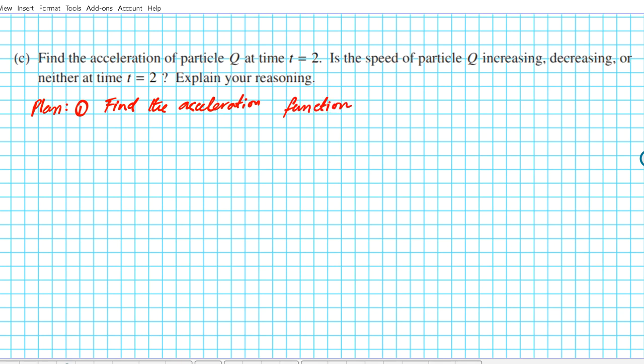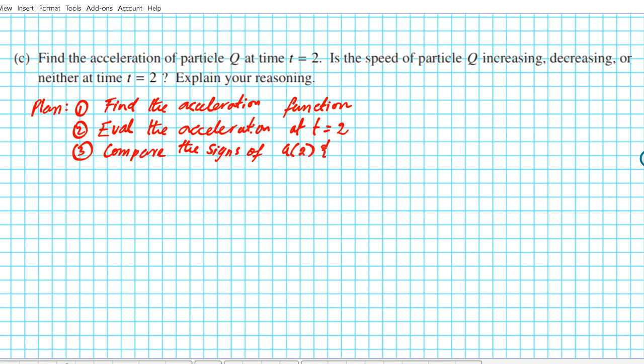Okay, for Q, find the acceleration function, and then next we're going to evaluate the acceleration at the specified time t equals 2, and then 3, is it increasing or decreasing? Well, in order to do that, we're going to compare the signs of the acceleration and velocity at time t equals 2. To answer the final question, we're going to compare the signs of acceleration at 2 and velocity at 2. And that'll give us the answer. All right. Okay, so let's get started.